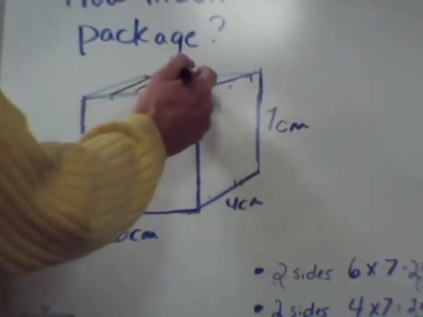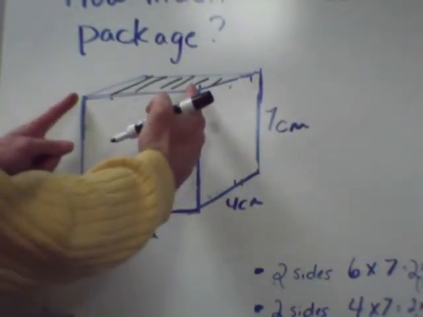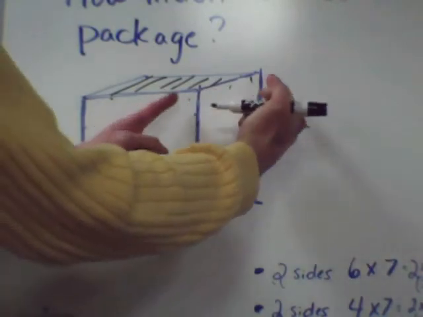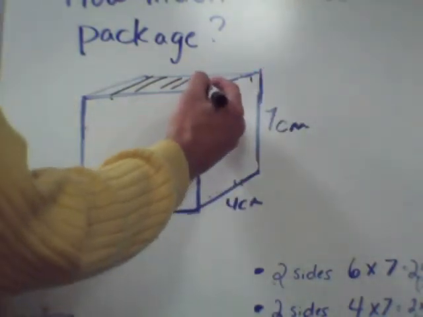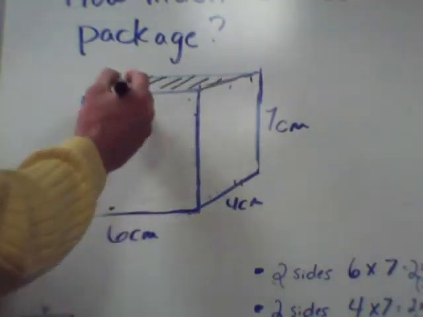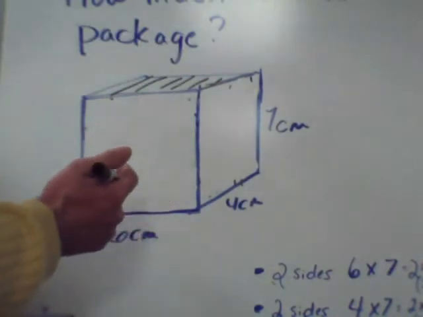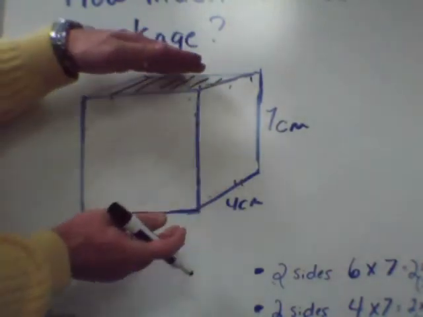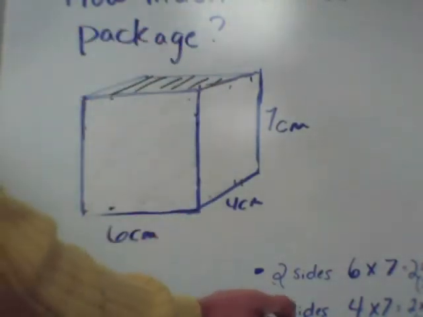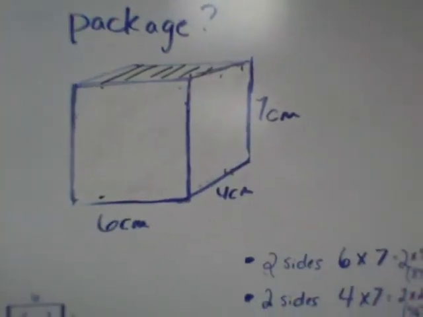So if I look at the top, you can't see the bottom, but I do know that it's 6 centimeters long, 4 centimeters wide. So I've got a 6 by 4 box on the top. 6 times 4 is 24. I have a top and I have a bottom. They're both the same. So I've got 6 times 4, or 2 times 24, which is 48.